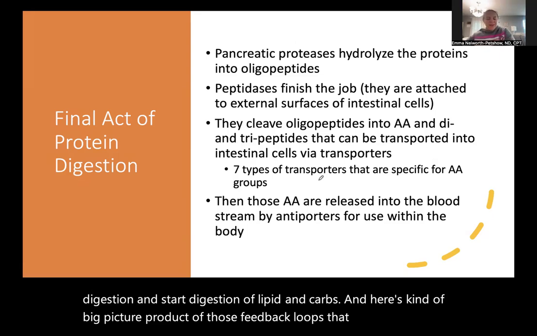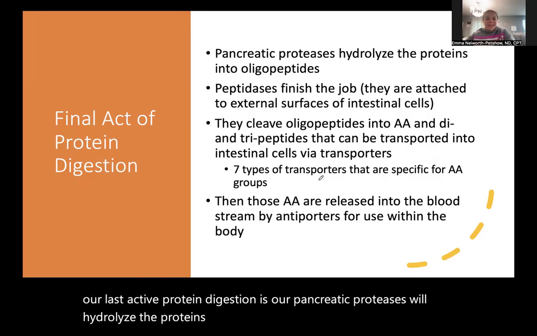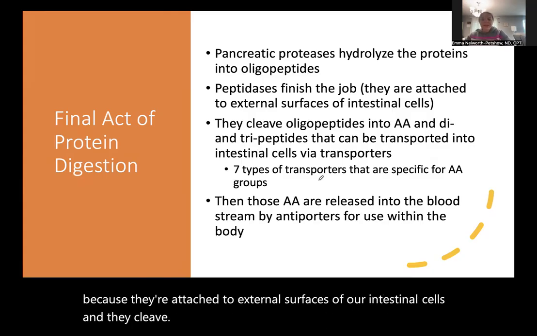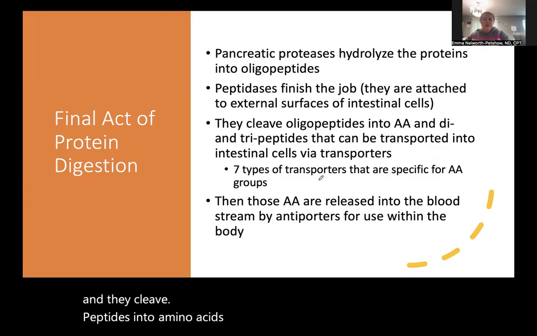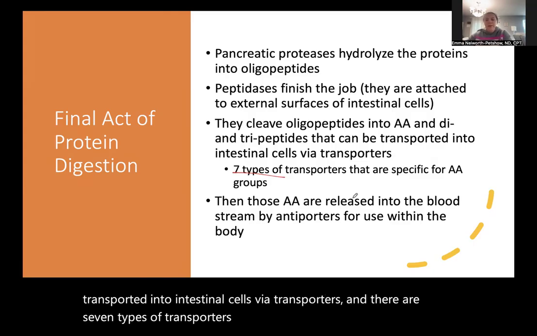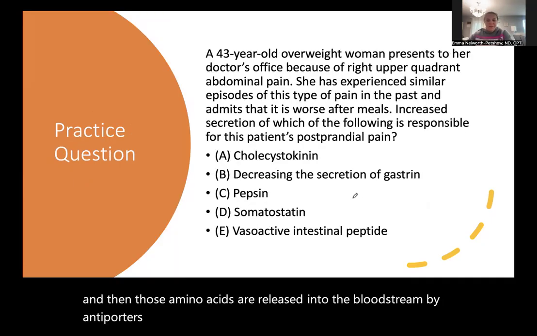In our last active protein digestion step, our pancreatic proteases hydrolyze the proteins into oligopeptides. Peptidases finish the job because they're attached to external surfaces of our intestinal cells, and they cleave oligopeptides into amino acids and di- and tripeptides that can be transported into intestinal cells via transporters. There are 7 types of transporters that are specific for some amino acid groups. Then those amino acids are released into the bloodstream by antiporters for use within the body.